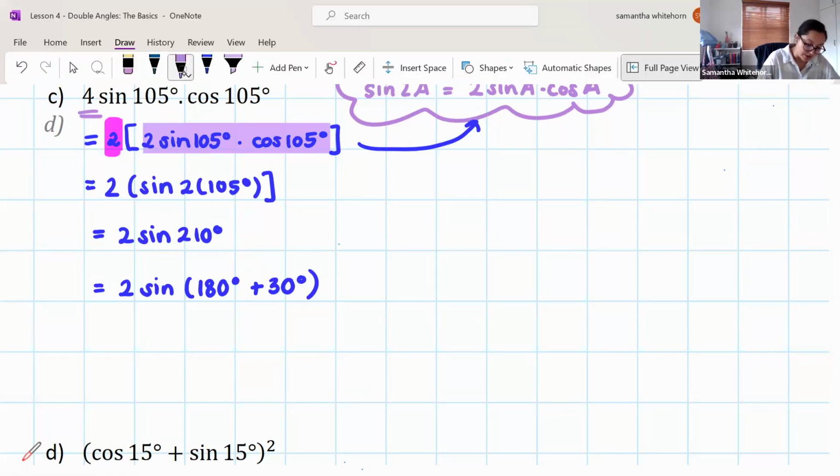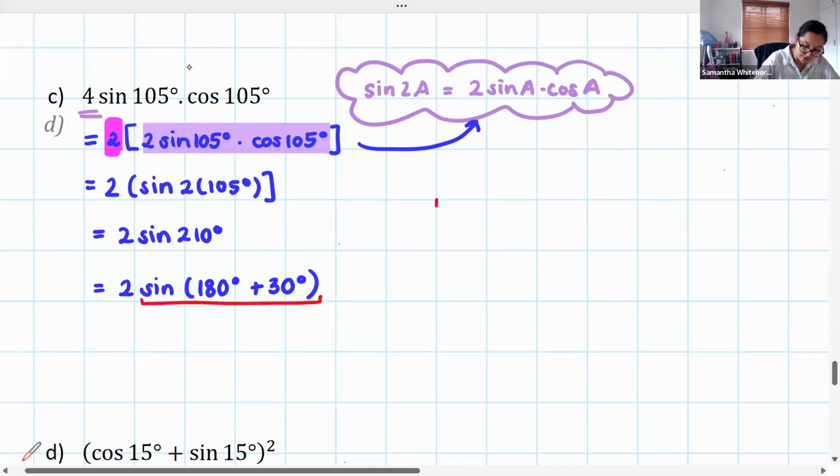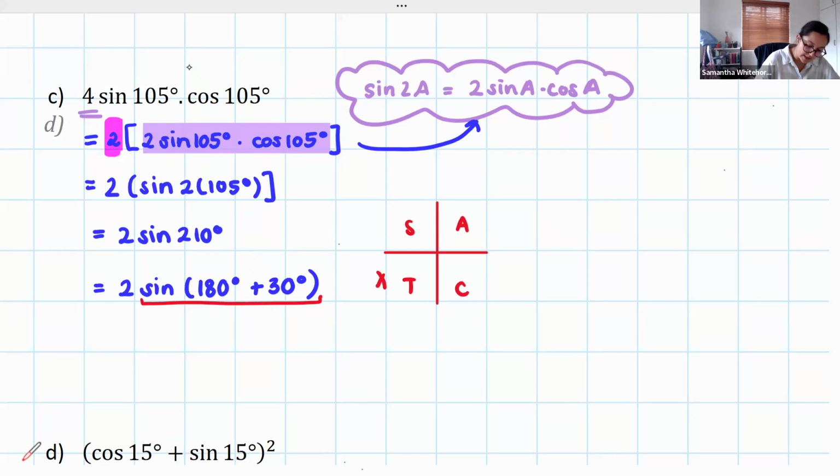Now we look at our reduction. Please remember that the reduction of sine 180 plus 30, if you go back to your Cartesian plane and your CAST diagram, 180 plus is quadrant 3. That is where tan is positive. So what that actually means is I'm now dealing with a situation where I have got a negative 2 sine 30. And that's all because of the fact that the reduction that I've used of 180 plus means that sine is negative. So this whole expression must now be negative.